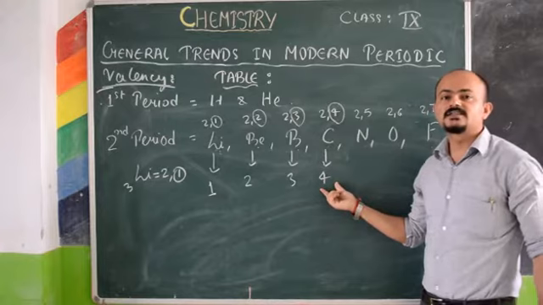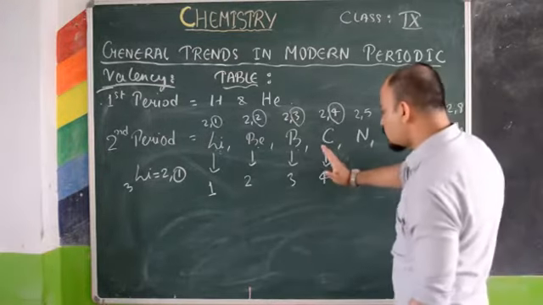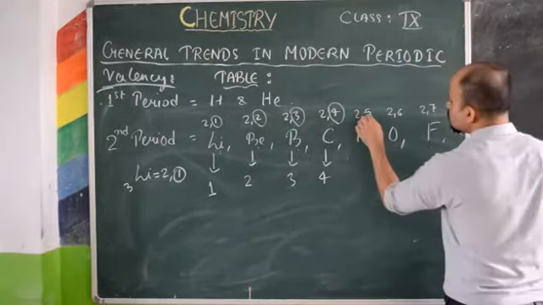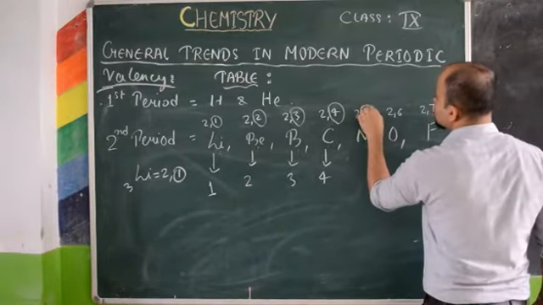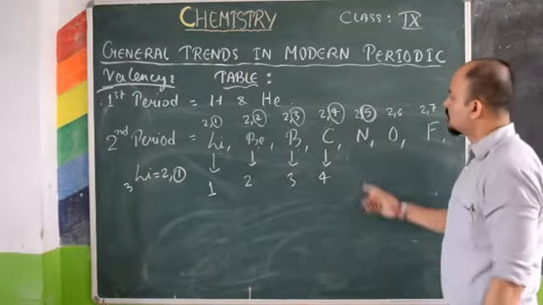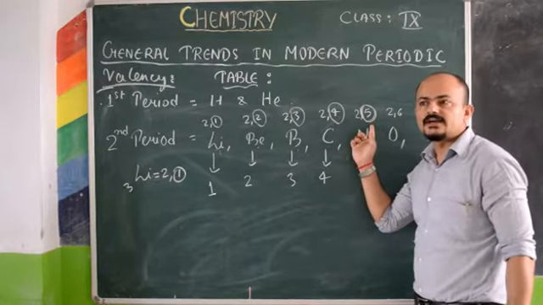Its valency is 4. Now, as you go higher, nitrogen has 5 electrons in the valency. Yes or no? How many? 5 electrons in the valency.